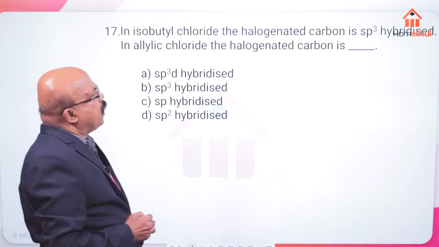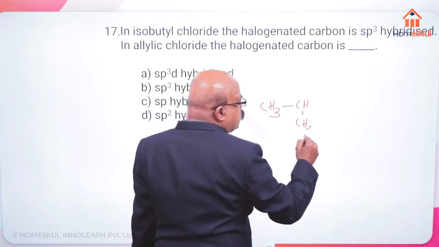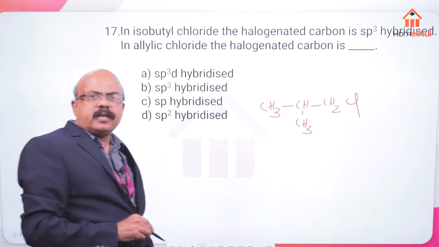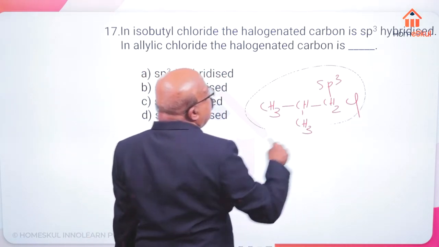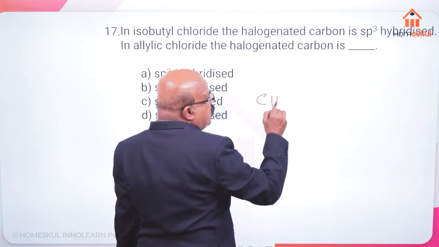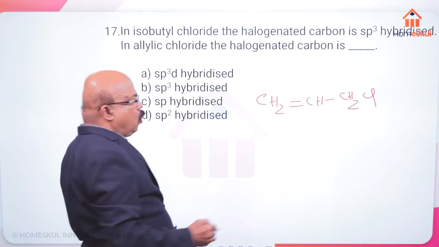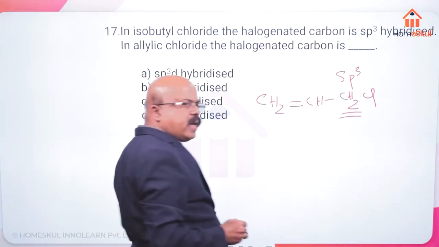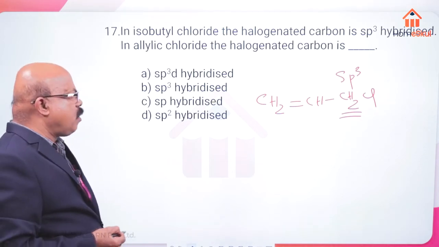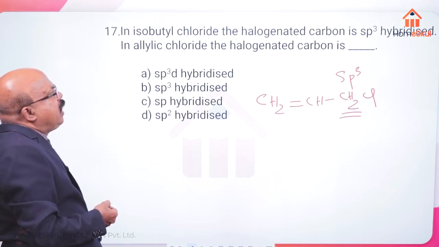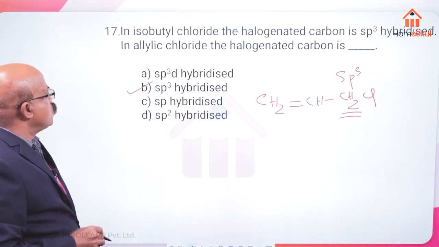Question number 17. In isobutyl chloride, the halogenated carbon is sp3 hybridized. In allylic chloride, CH2=CH-CH2Cl, the halogenated carbon is also sp3 hybridized. The allylic carbon is the sp3 hybridized carbon adjacent to an sp2 carbon atom of an aliphatic or alicyclic system. In allylic chloride, the halogenated carbon is sp3 hybridized. So the answer of this question is option B.